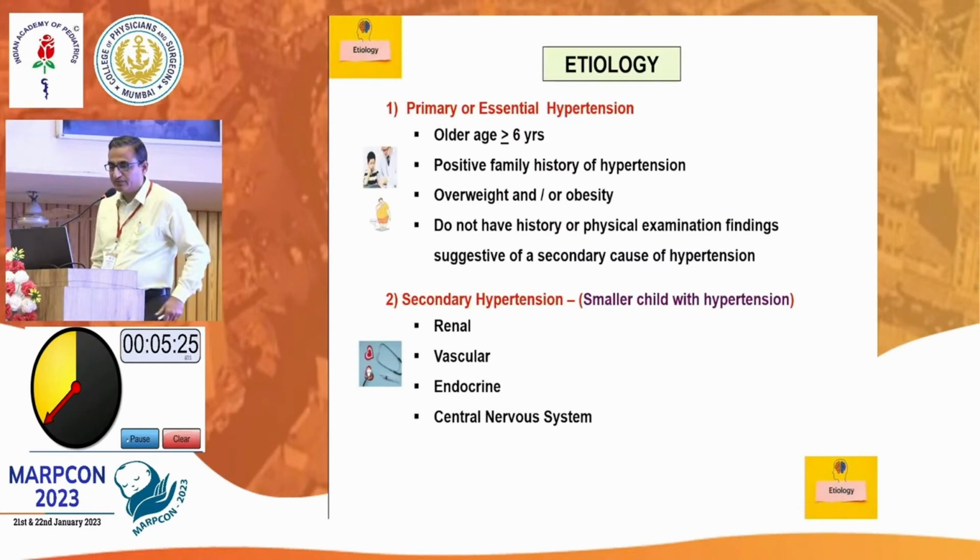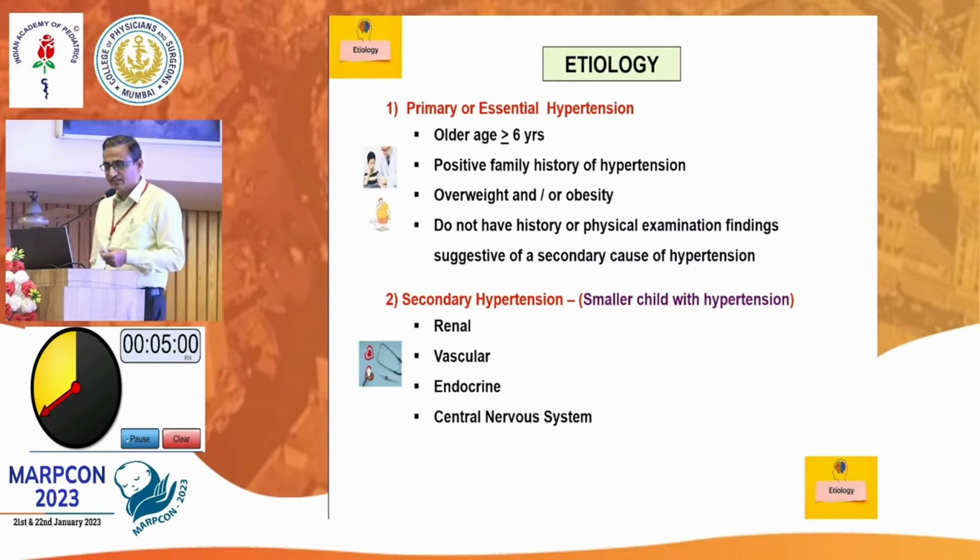Now what is the etiology of hypertension? It is either primary, where no obvious cause is found, or secondary, when some underlying cause is present. What are the characteristic features of primary or essential hypertension? It is usually found in older children and adolescents, always there is a positive family history of hypertension present. Child is either overweight or obese, and history as well as clinical examination reveals nothing. No underlying secondary cause is found.